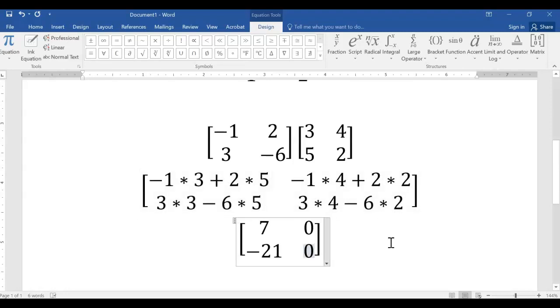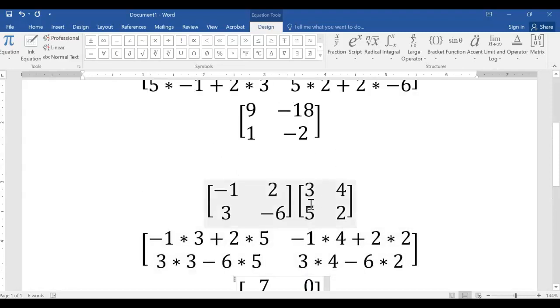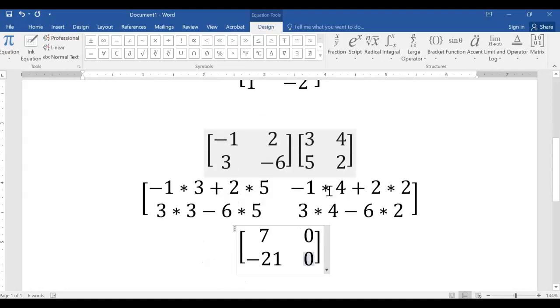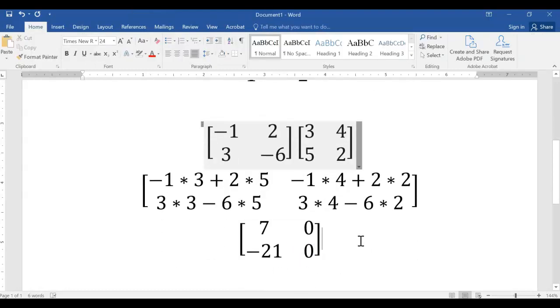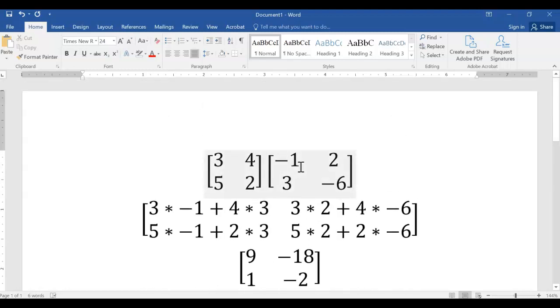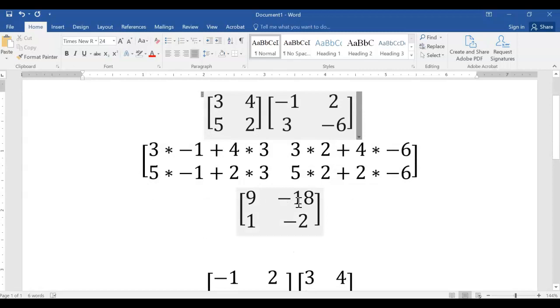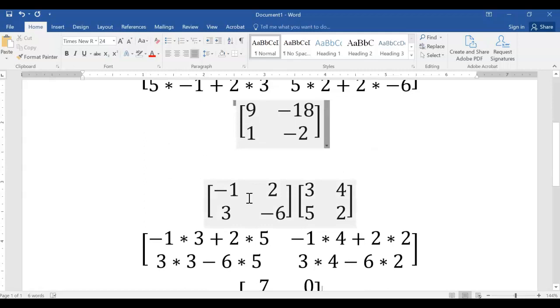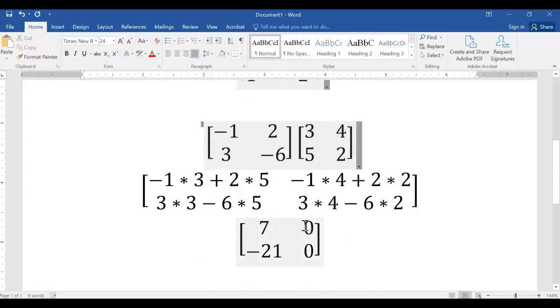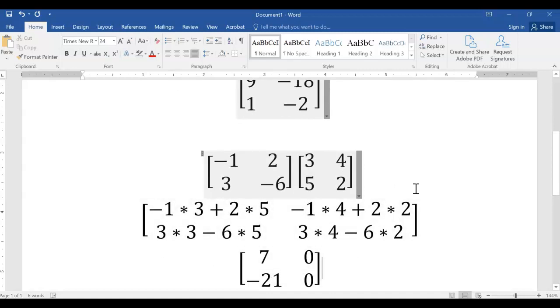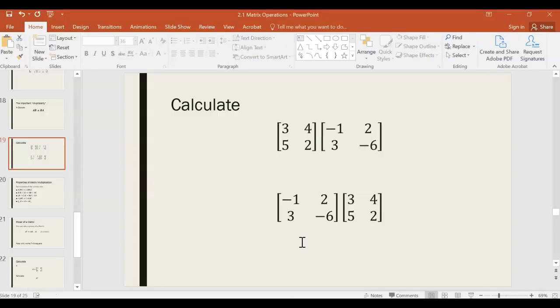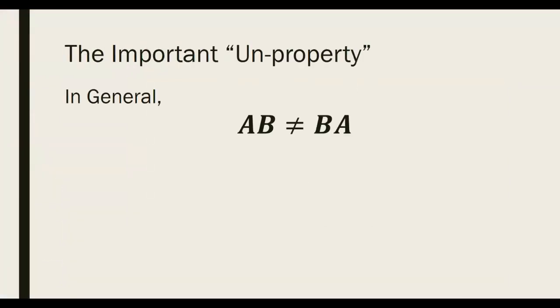All right. Now, again, with both of these matrices, the order that I put them in when I multiplied gave very different matrices at the end. We'll call this first one A. If I multiplied A times B, my resulting matrix was 9, negative 18, 1, negative 2. And if I multiplied B times A, we get 7, 0, negative 21, 0. So even though I can multiply in both directions, I am definitely not getting the same matrix as a result. Okay? So that just double confirms what was on the previous slide and gives us a little bit more practice on that row column expansion.